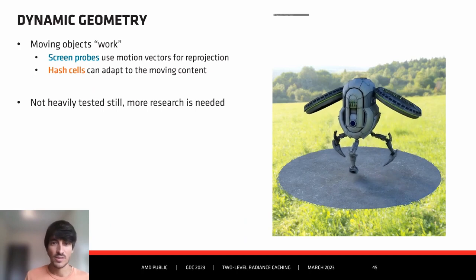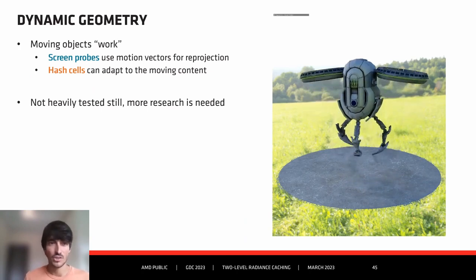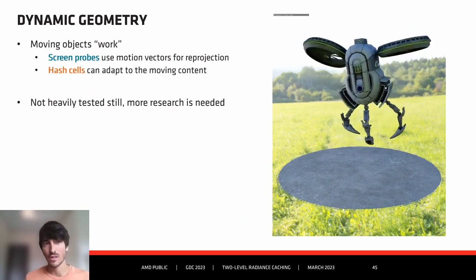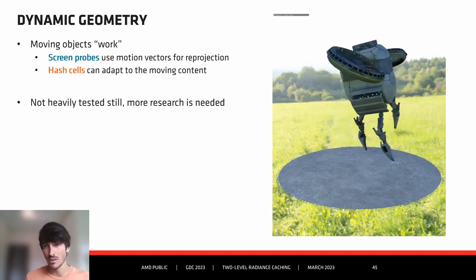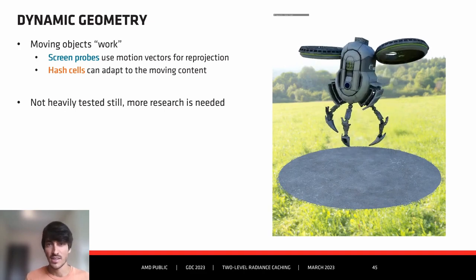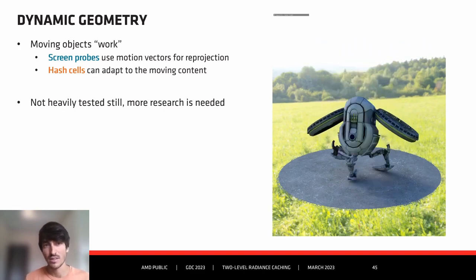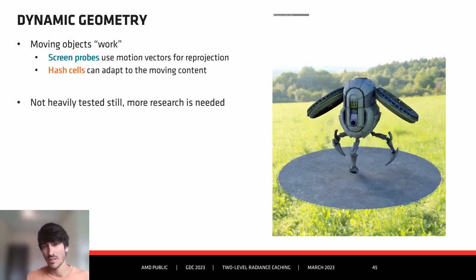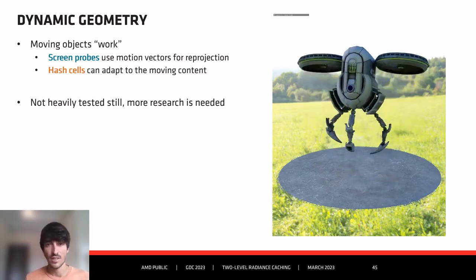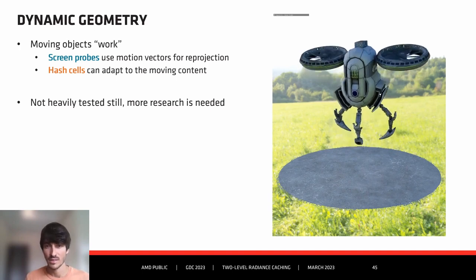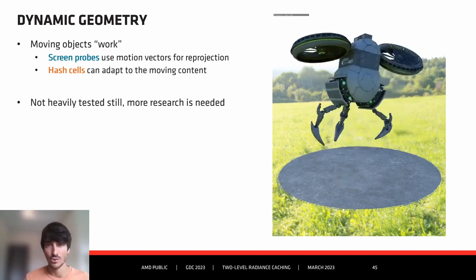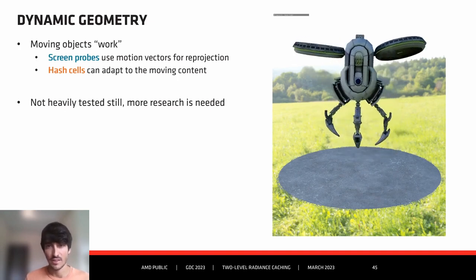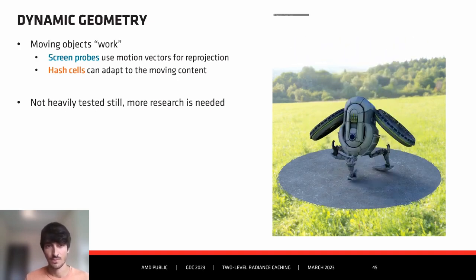Now a quick note on dynamic geometry and moving objects in general. They generally work because our screen probes use motion vectors for temporal reprojection. Hash cells naturally adapt to moving content. This is, however, not a heavily tested path for us still, so more research is needed, and I'll touch upon that a bit in the conclusion again. But we've tried it on simple objects like here, and it generally works all right.